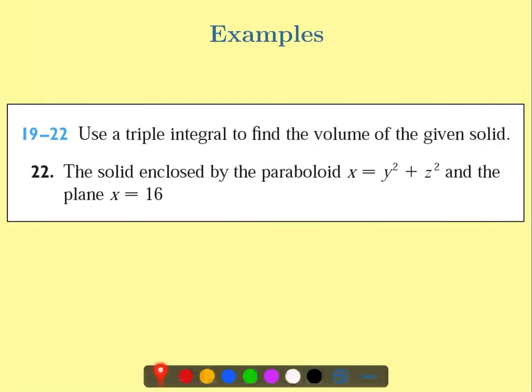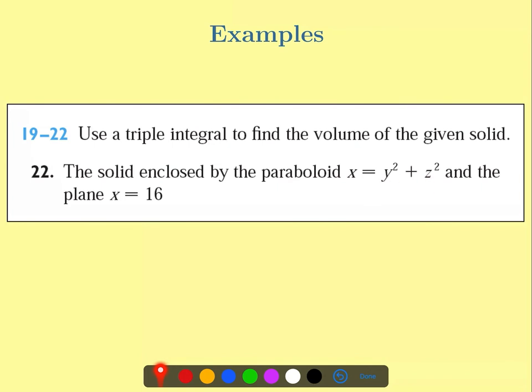Let's look at this example. We want to find the volume of a solid enclosed by the paraboloid x equals y squared plus z squared and the plane x equals 16. It goes through the origin, as you can see. And when y and z are not both 0, this will be positive, so x is going to be positive otherwise. So it's starting at the origin and opening up in the positive x direction.